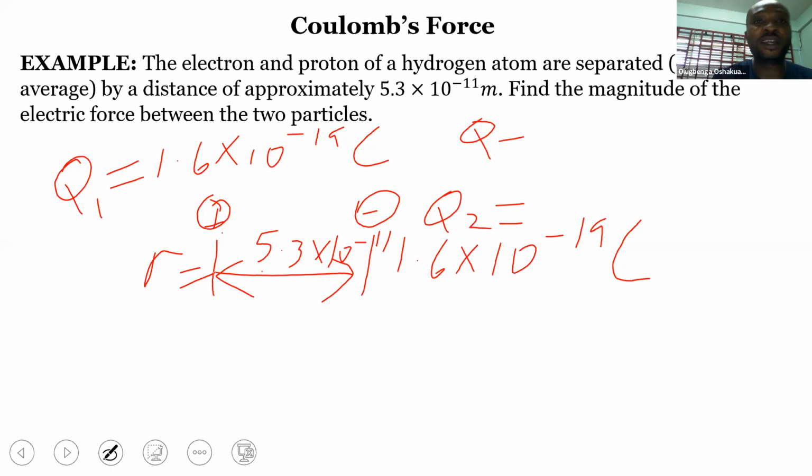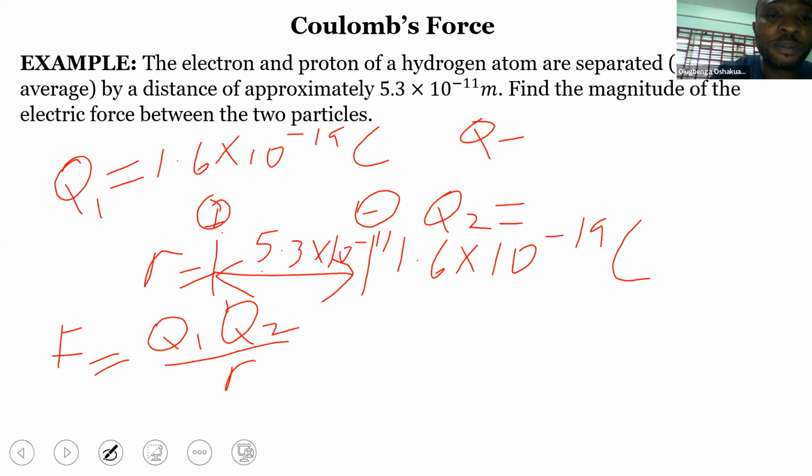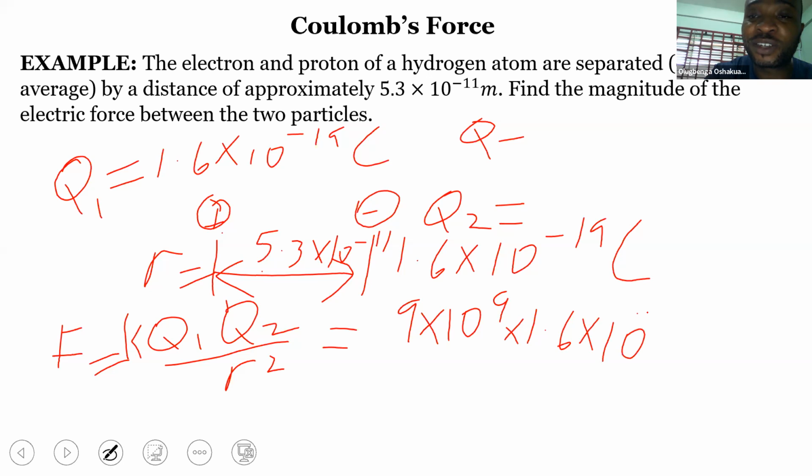meter. I start by checking that it's in SI units, then I go ahead to say that force is equal to Q1 times Q2 divided by R squared, not forgetting the constant of proportionality K. That is approximately 9 times 10 to the power 9, which is the constant of proportionality, times Q1, which is 1.6 times 10 to the power minus 19, times Q2, which is 1.6 times 10 to the power minus 19.